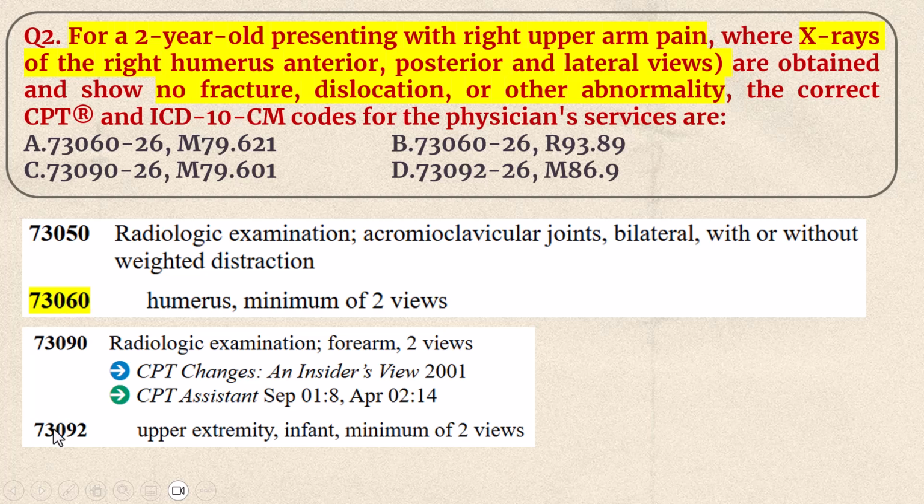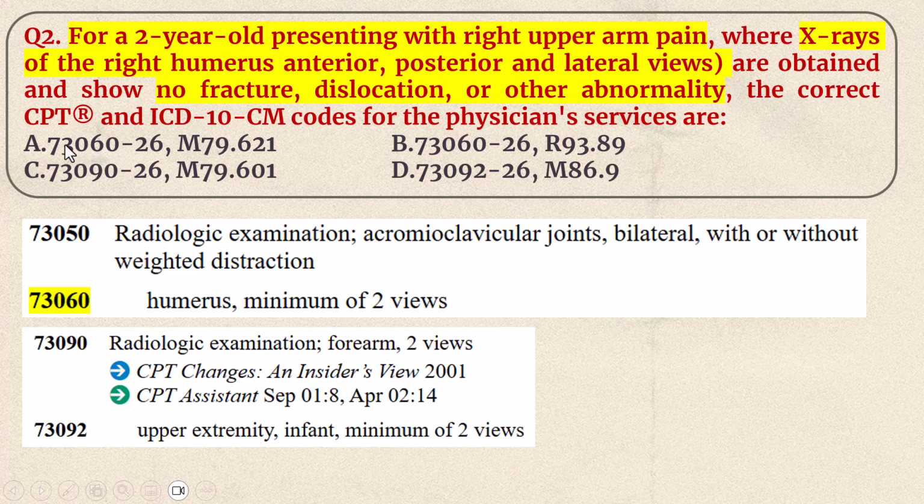But you can see 73092, that is also a continuation code of the previous one, that is radiologic examination, upper extremity, infant, minimum of 2 views. So you have to be very careful with the age. The infant is less than 1 year, but here the child's age is 2 years. So this is not an infant. So you have to be careful. The infant is less than 1 year. Here the child is 2 years. So no need to use this code. So the correct code is 73060.